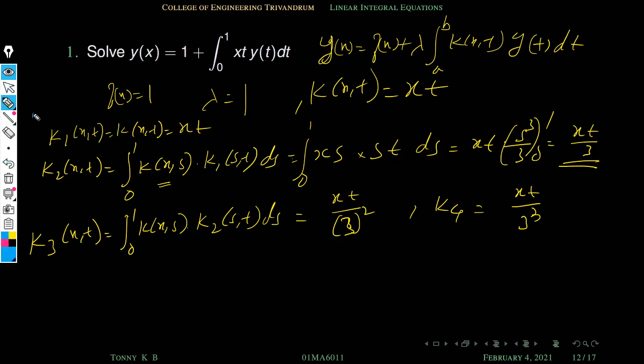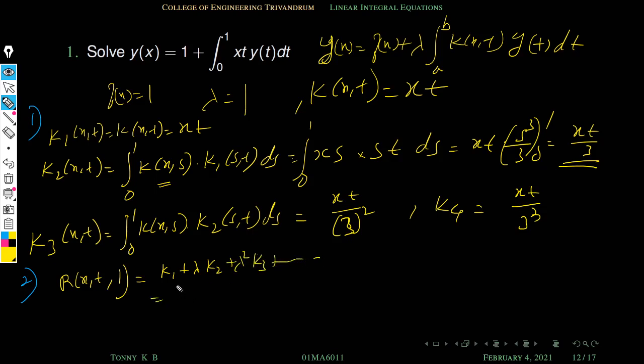So this is our first step. Then the second step is we have to find the resolvent kernel. The resolvent kernel is R(x,t;lambda). In this problem lambda is 1, so you can take it as R(x,t;1). R(x,t;1) is sigma k_n(x,t) into lambda raised to n minus 1. That is the same as, in infinite series form, k1 plus lambda k2 plus lambda square k3, etc.